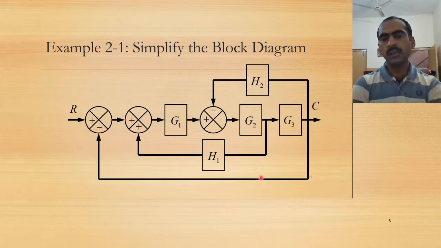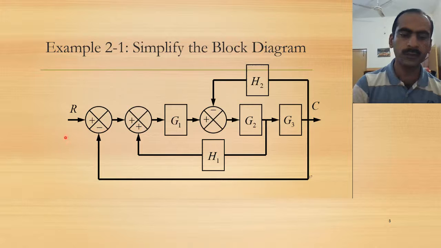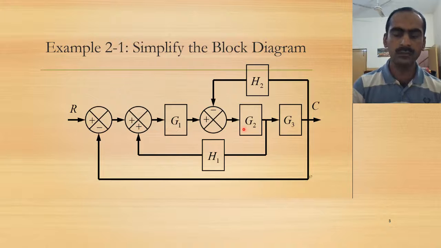Now let's do an example, and we have this block diagram with the input signal and the output signal. In between there are a lot of things, a lot of blocks. There are 4 or 5 blocks and 3 summing points and a lot of signals. Now how do we simplify them?